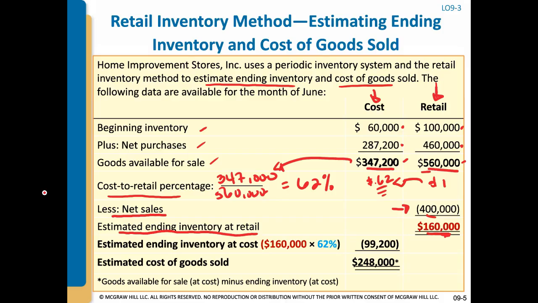And so we're going to apply that same methodology to our ending inventory. Whatever our ending inventory at retail, we're going to apply this percentage to it to estimate our ending inventory at cost, which is what gets recorded on the financial statements. So we're going to take that 160,000 times the 62%. That gives us our estimated ending inventory cost of 99,000.